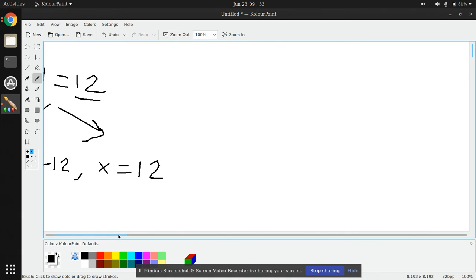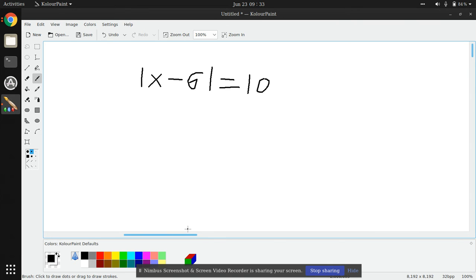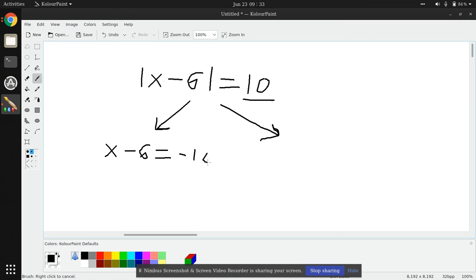So that one's easy. However, next one, we have absolute value of x minus 6 equals 10. We're still going to have two answers, so we're going to split this equation up into two separate equations. For the first separate equation, drop the absolute values and change this number on the other side to a negative. So we have x minus 6 equals negative 10. For the second equation, we're going to drop the absolute values, so just x minus 6, no more absolute value, but this side will just equal positive 10.